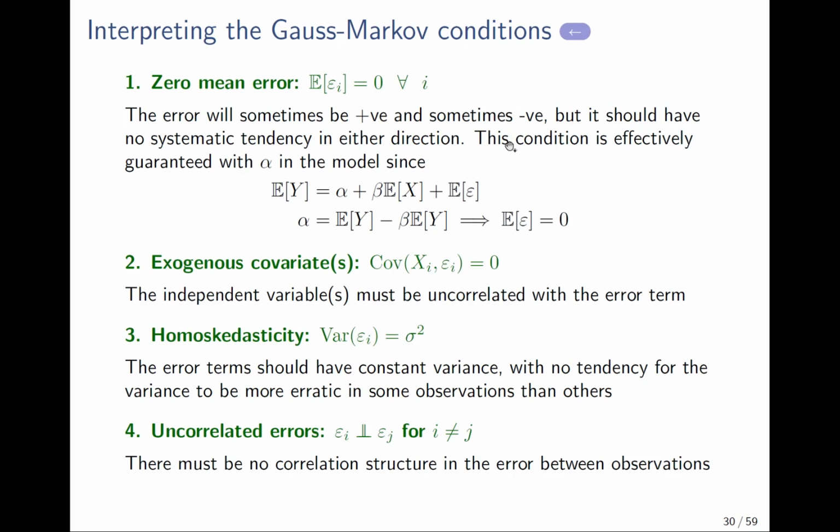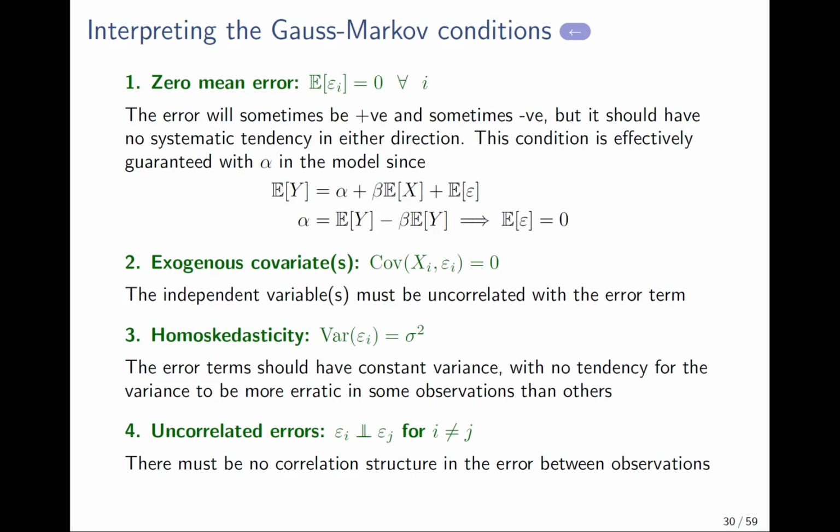Now this condition of zero mean is effectively guaranteed as long as we've got an intercept in the model, and these expressions here show why that is the case. So that's one of the conditions that tends to be guaranteed. We don't really need to worry about it too much as long as we have an intercept in the model. But zero mean error, first condition.